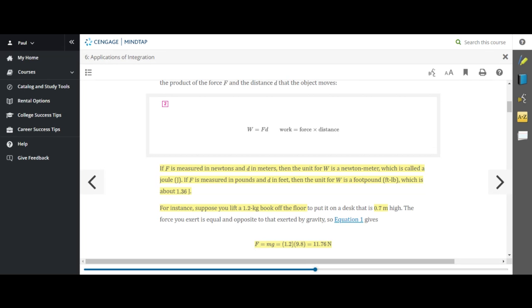So gravity, what's that 9.8 there? In force equals mass times g, g is gravity, and the acceleration is the acceleration due to gravity, 9.8 meters per second squared. So in this little example, the force would be 1.2 kilograms times 9.8 meters per second squared. And that'll give you 11.76 newtons.